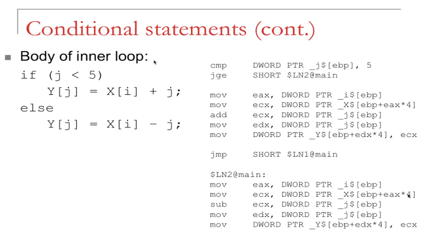Remember, this is the address. This whole thing is the address, and we use DWORD PTR to say that we want to go to that address and load the value into ECX. So by the time this instruction is completed, the value of the ith element of X is going to be loaded into ECX.